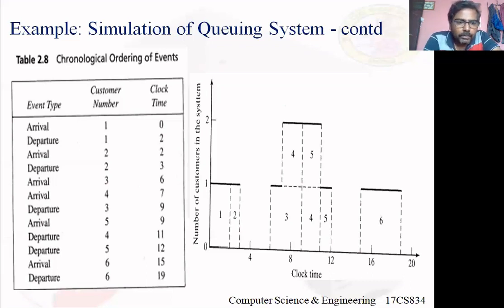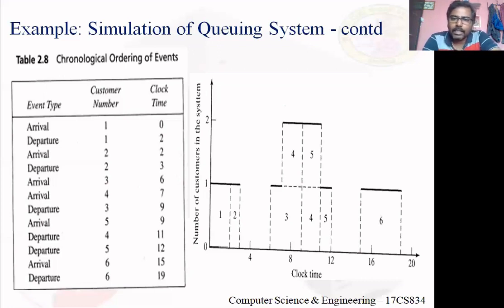And from 3 to 6, got it? From 3 to 6, you need to analyze carefully. There are no customers in the bank. At time 6, what happens? The third customer will arrive. Got it?